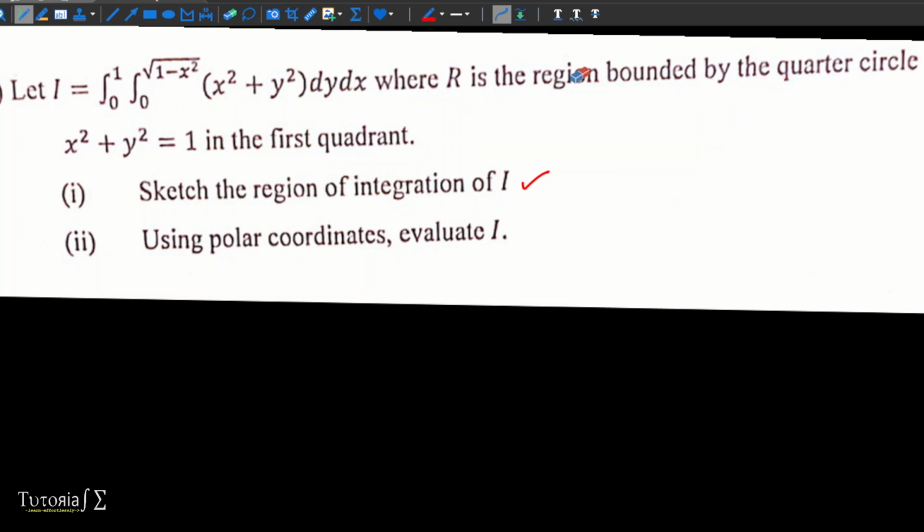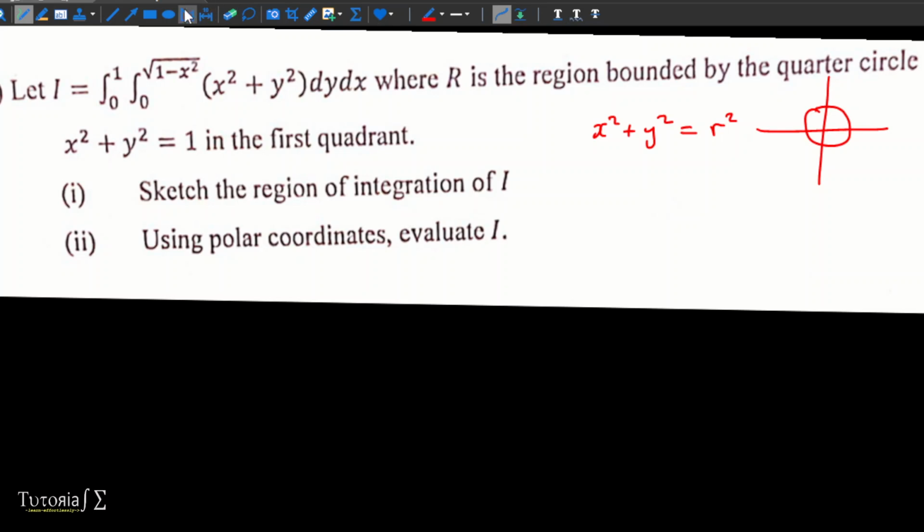Now, when sketching a graph, you need to know how different equations appear on graphs. For instance, a circle which has the equation x squared plus y squared equals r squared, where r is the radius, in this case r is 1, would just be a circle like that. So this is actually centered at the origin.